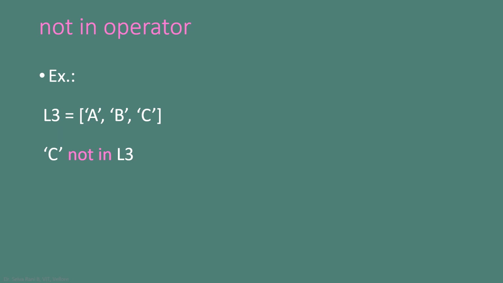Let's see an example for not in. Let L3 = [A, B, C]. And if we check C not in L3, this is False. And if we check E not in L3, yes, E is absent in L3, and so we are getting the result as True.